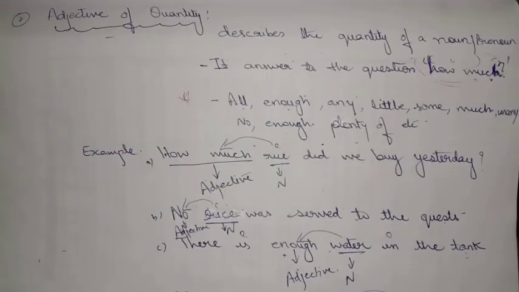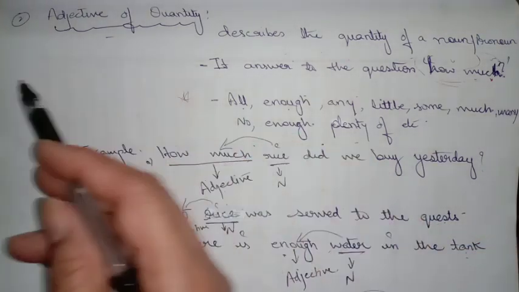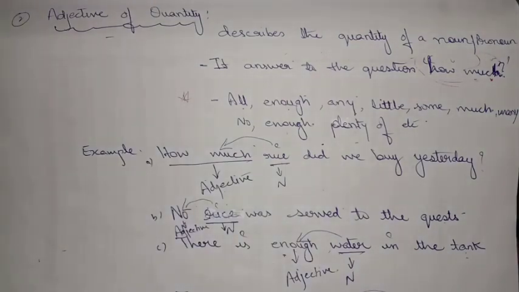Adjective of quantity describes the quantity of a noun. It answers the question how much. When you want to know the answer to how much, it will answer you. All, enough, any, little, some, much, many. These are all your adjectives of quantity. If you say there is enough water in the tank, how much water? Enough water. So all these words, much, no, enough, these are all your adjectives of quantity. Is the concept clear?